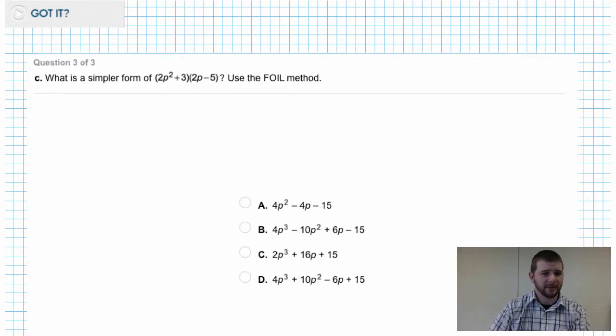And got it, question 3 of 3. What is a simpler form of 2p squared plus 3 and 2p minus 5? Use the FOIL method, and in this case be extra careful of that exponent 2. 2p squared times 2p. Remember properties of exponents and multiply carefully, simplify, and select your answer from the choices below.